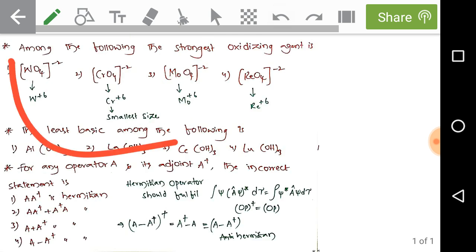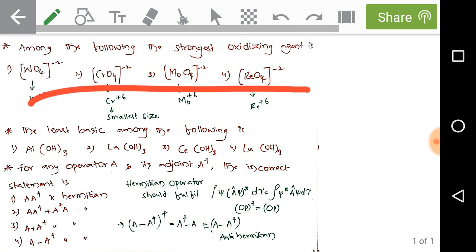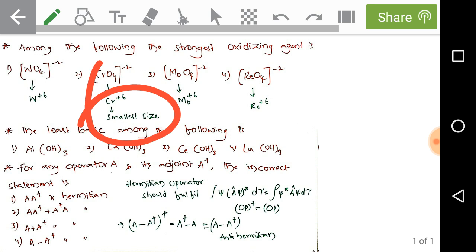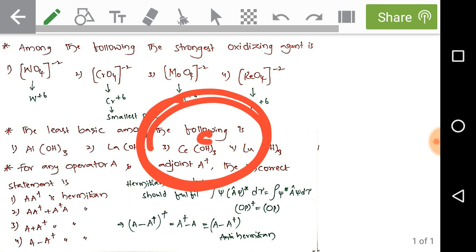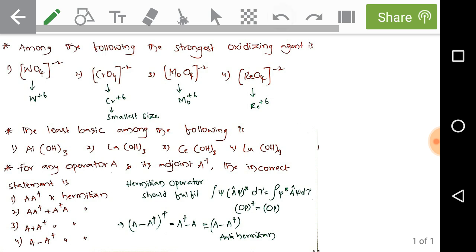Next one, among the following, the strongest oxidizing agent is. So just check the oxidation states of metals in the given four options, and if you look at them, all of them have the same oxidation state, that is +6. Okay, then if you look at the size of those metals, chromium +6 has the smallest size. Whenever the size is smallest, then electron attracting capacity increases. Okay, electron attracting tendency increases for that smallest sized metal. That's why the strongest oxidizing agent is the second one. Okay, next one, the least basic among the following is.